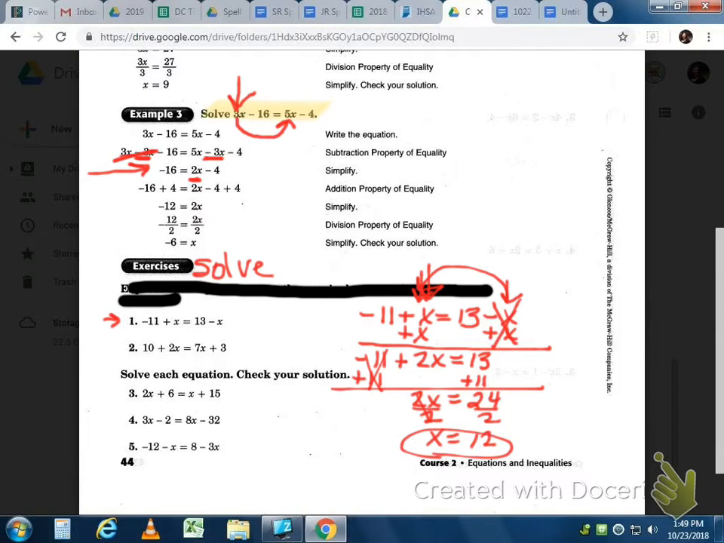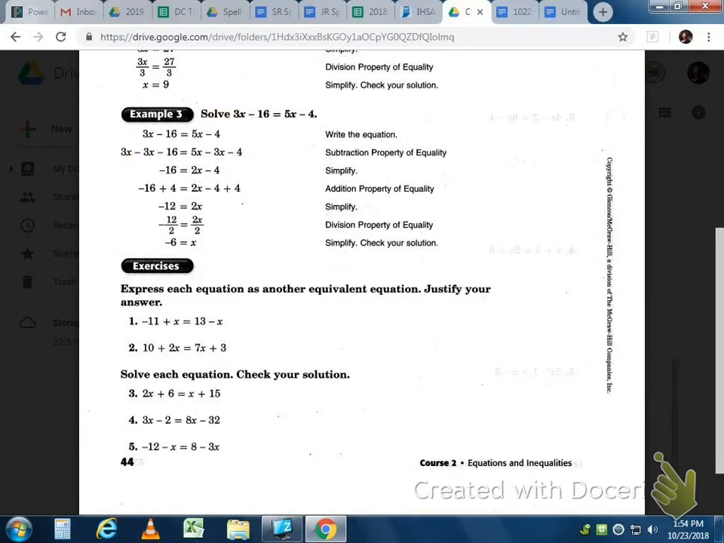You good? Okay, let's look at example 2. We're going to try to do all 5 of these. So 10 plus 2x equals 7x plus 3. Does somebody want to try this one yet, or do you want me to do it? Okay, after this one, you guys are going to have to help me then. I'll let you off the hook this one.